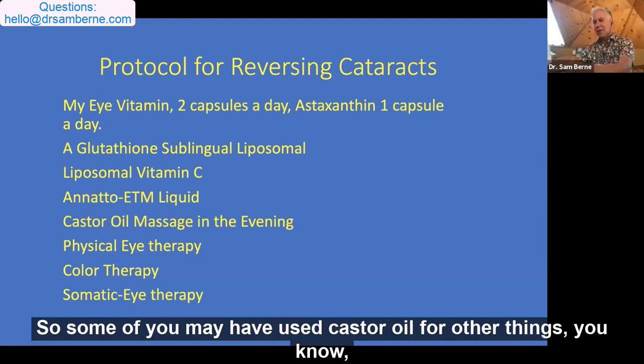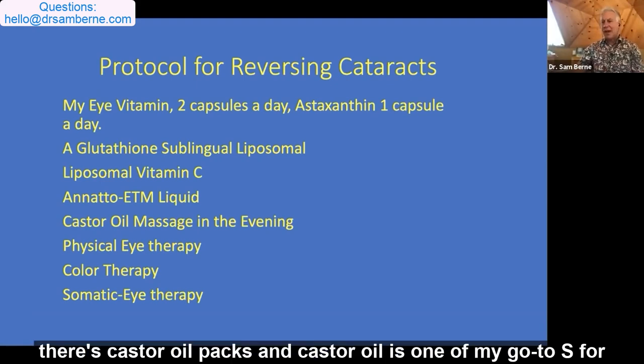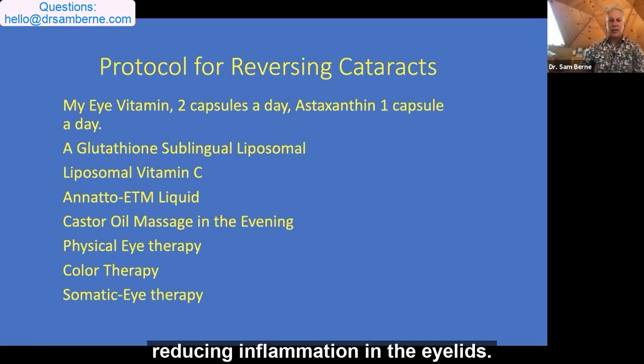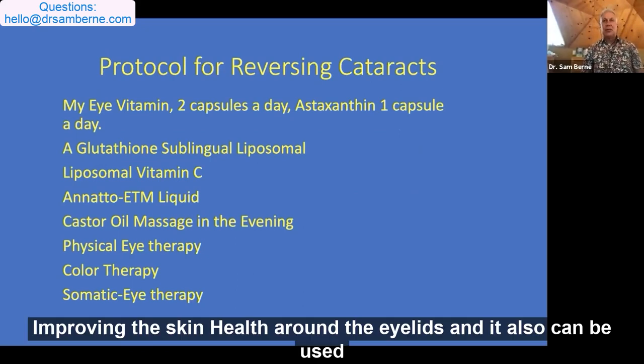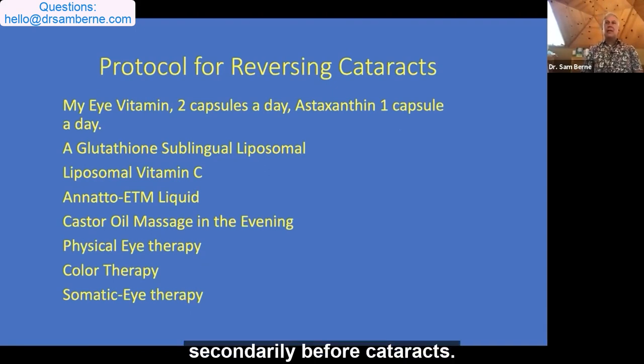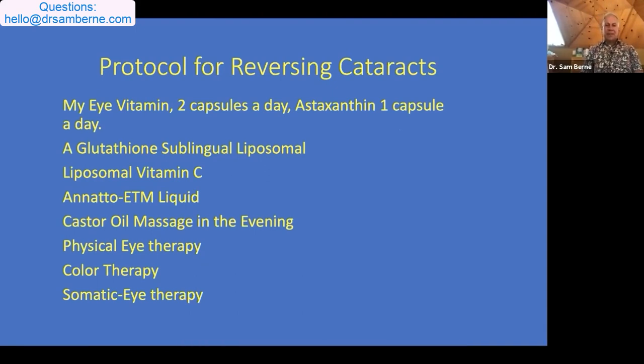So some of you may have used castor oil for other things. You know, there's castor oil packs. And castor oil is one of my go-tos for reducing inflammation in the eyelids, improving the skin health around the eyelids. And it also can be used secondarily for cataracts.